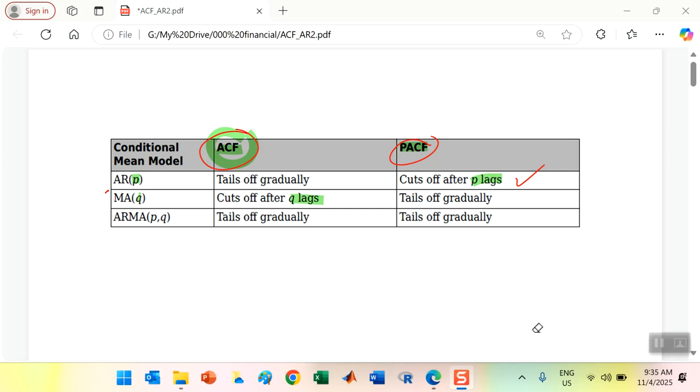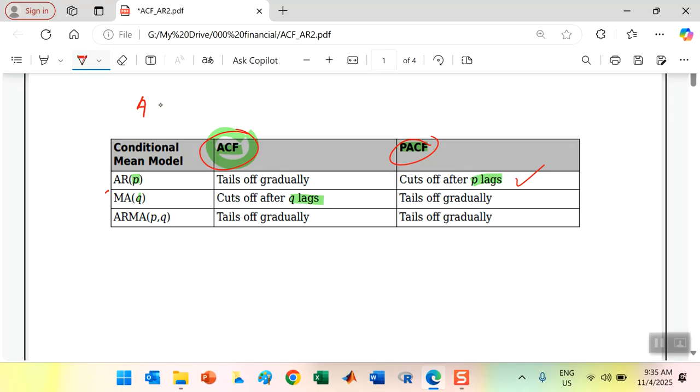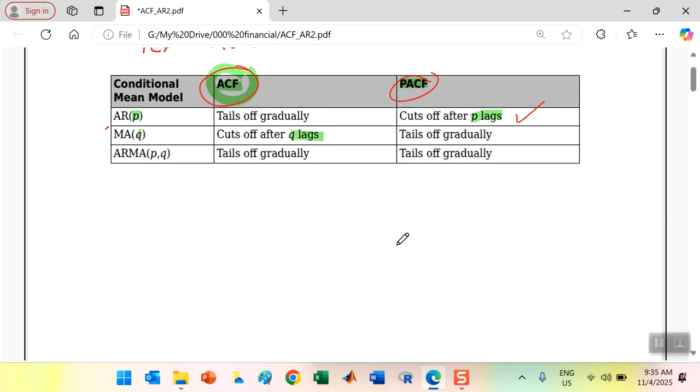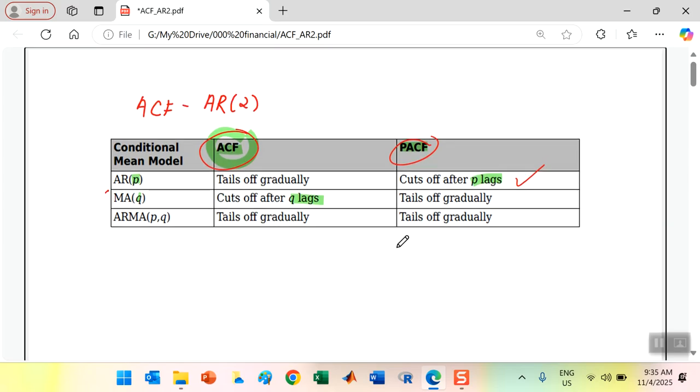So in this session, we're going to talk about the autocorrelation function for AR2. Okay, so this is our ACF for autoregressive models of second order. So we're expecting to get AR models here, then the ACF tails off gradually. We're expecting the ACF will reduce, or it can be in an alternating way. So it will reduce gradually, close to zero.